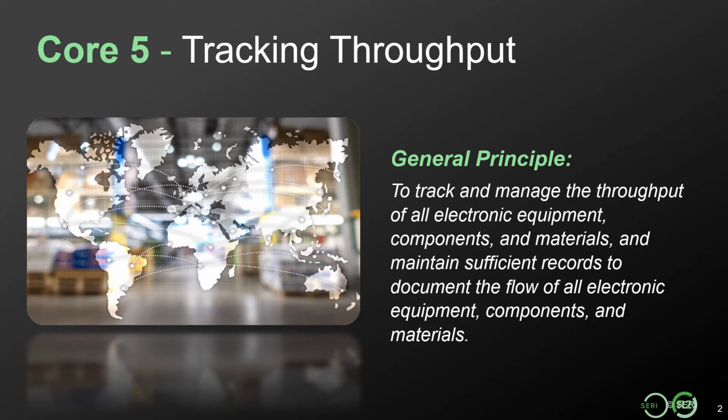The general principle of Core Requirement 5 is to track and manage the throughput of all electronic equipment, components, and materials, and maintain sufficient records to document the flow of all electronic equipment, components, and materials. Tracking the movement of electronics throughout the entire reuse recycling chain is a foundational element of the R2 standard. It ensures that electronics are responsibly managed in accordance with R2 requirements and not diverted to unverified downstream vendors who may improperly process or even illegally dispose of equipment and materials.